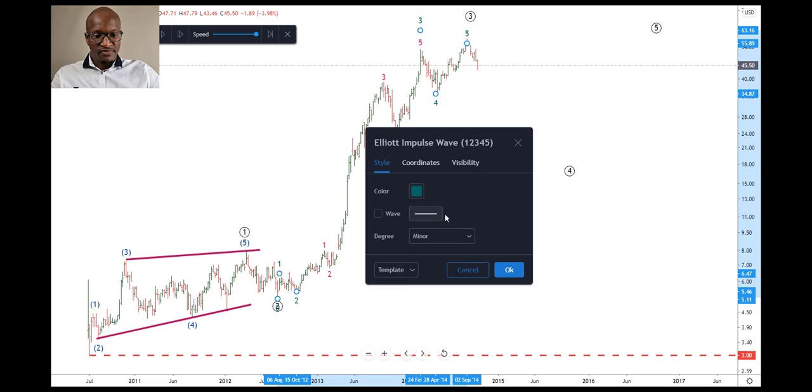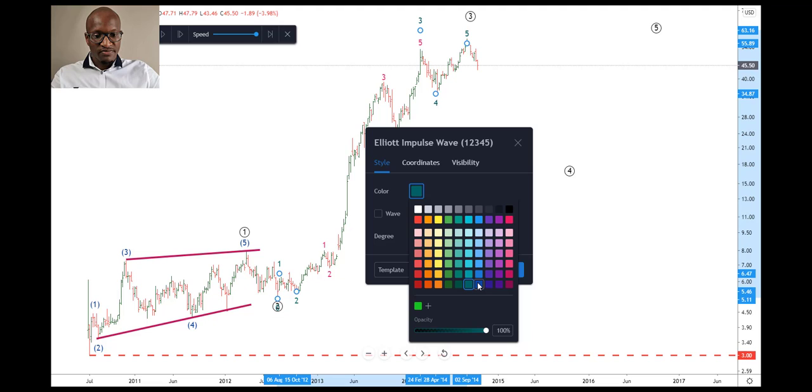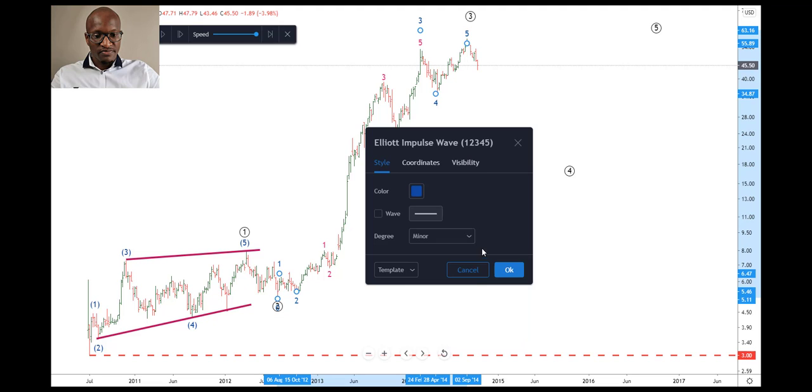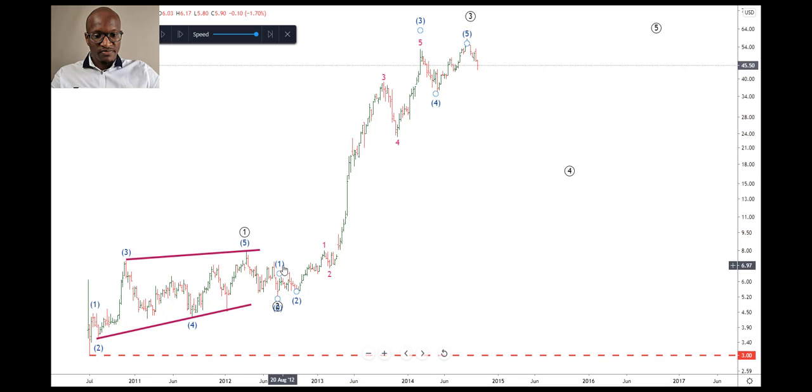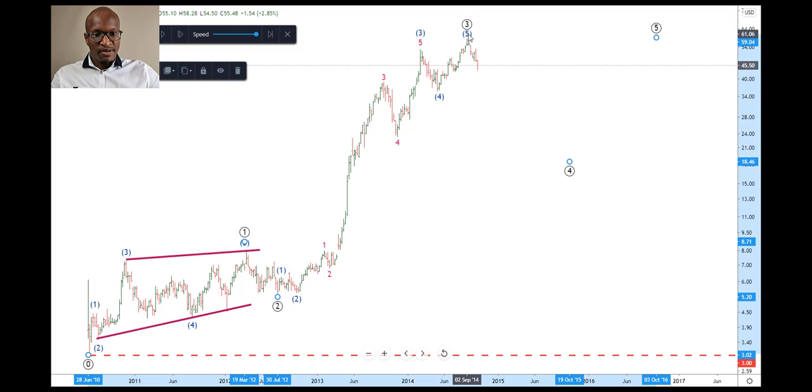And we can make that just to change the degrees. So we've got that peak at wave 3, and so far I don't see anything wrong with this labeling.